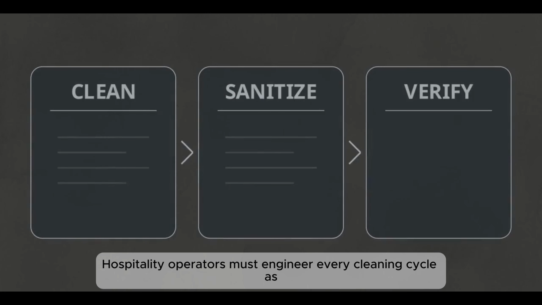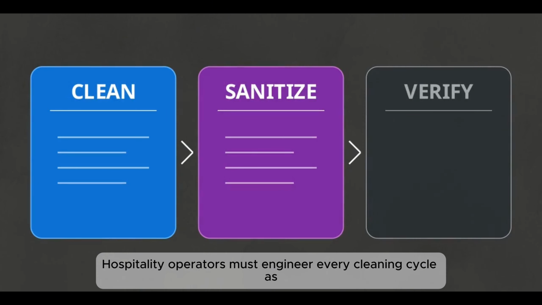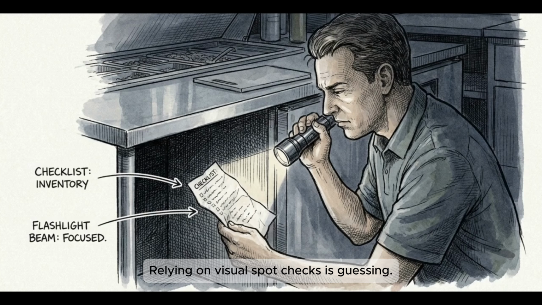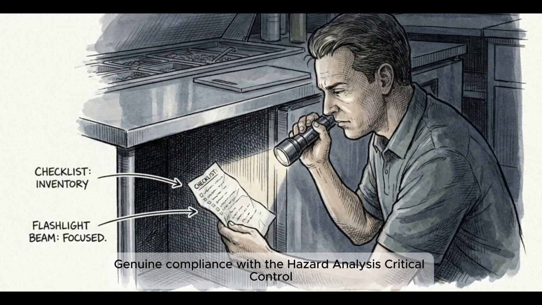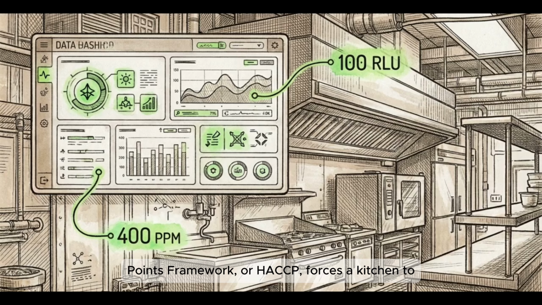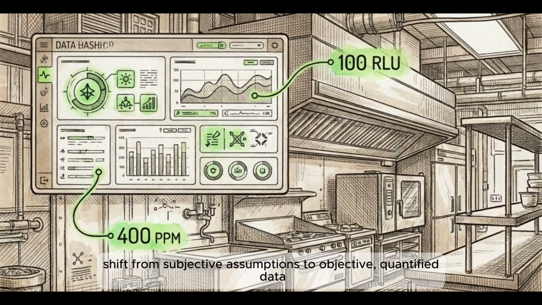Hospitality operators must engineer every cleaning cycle as a rigorous, verifiable hazard control mechanism. Relying on visual spot checks is guessing. Genuine compliance with the Hazard Analysis Critical Control Points framework, or HACCP, forces a kitchen to shift from subjective assumptions to objective, quantified data streams.